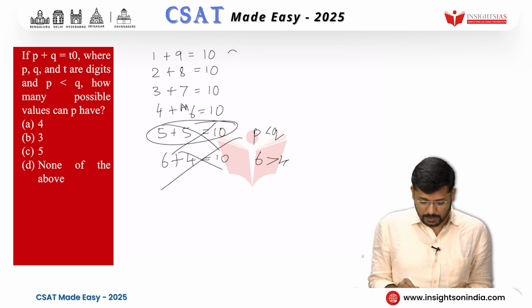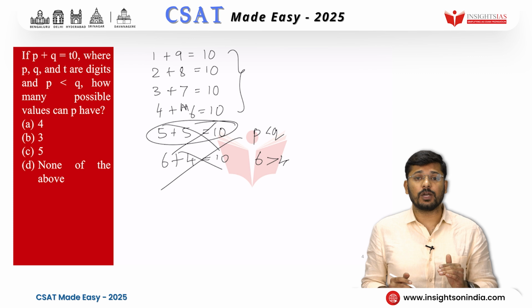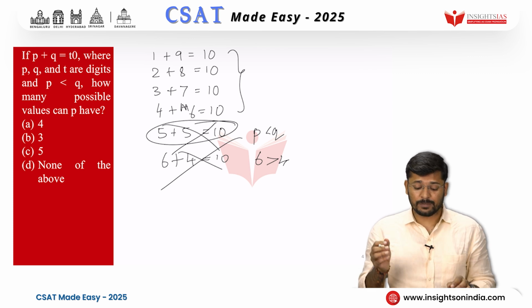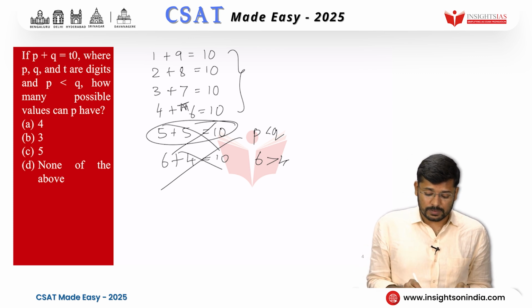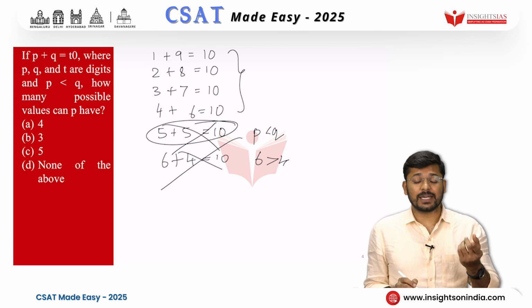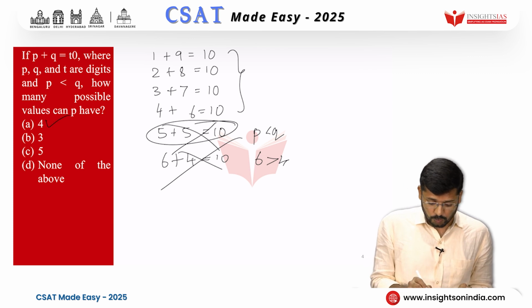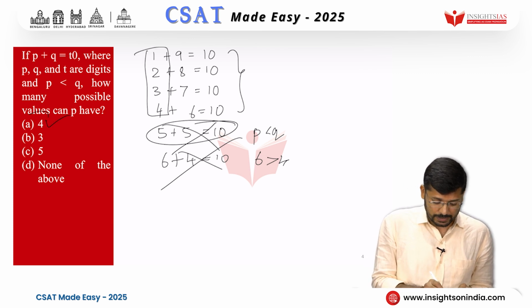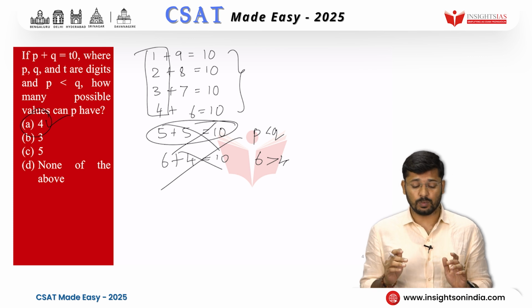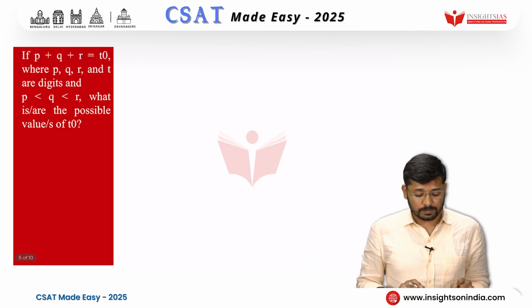So these are the only 4 possible combinations: 1 plus 9, 2 plus 8, 3 plus 7 and 4 plus 6. So how many possible values can P take? The answer is 4: 1, 2, 3, 4. So the answer is option A, 4. Now let's go to the next question.